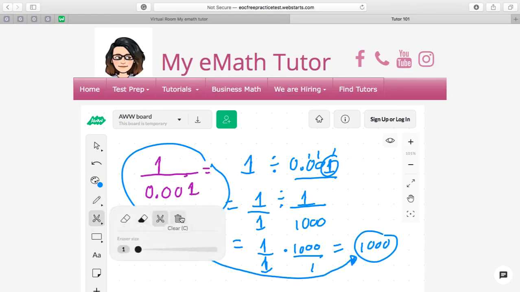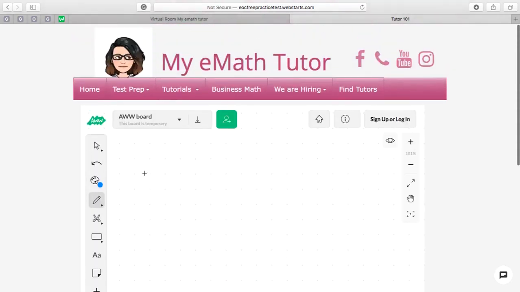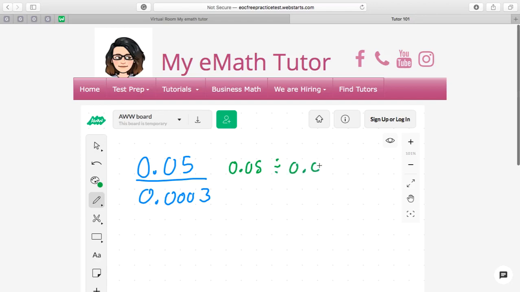Let's do another example. Let's say that you have something like this, 0.05 over 0.0003, right? And now you have two decimals. Again, I'm going to do the same. I'm going to rewrite it. Obviously, the more you do this, the more comfortable and the faster you're going to get. But you know what? I always tell the students, don't be a hero. Write it down because, believe me, your eyes can play tricks on you. They play tricks on me all the time.